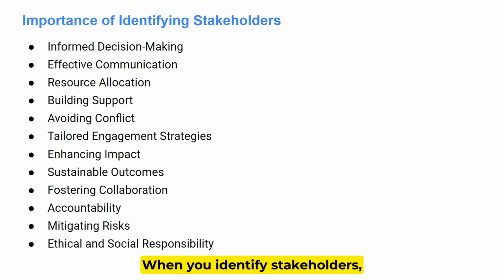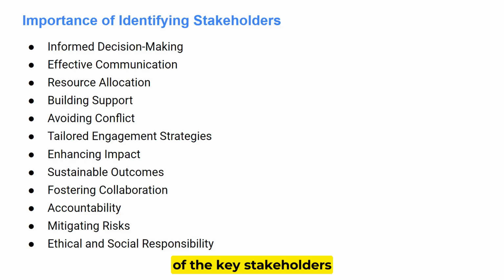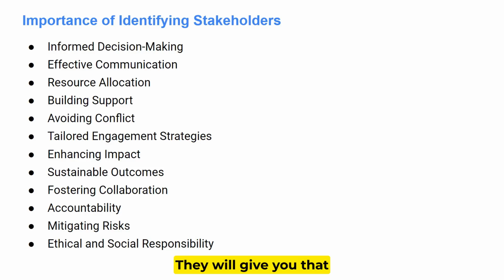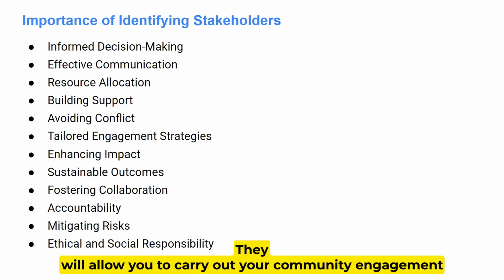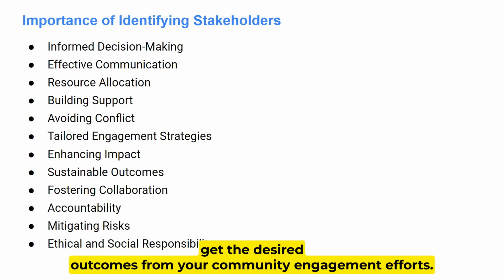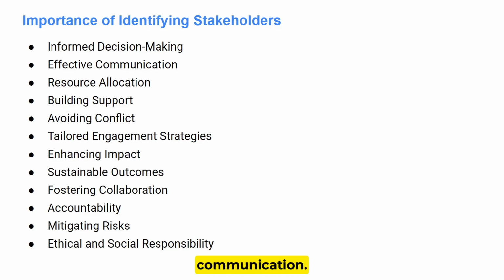When you identify stakeholders, you will also be able to get support. For example, if you've been able to get the buy-in of the key stakeholders or the secondary stakeholders within that community, these people will help to support your initiative. They will give you that backup. They will allow you to carry out your community engagement, and you'll be able to get the desired outcomes from your community engagement efforts.